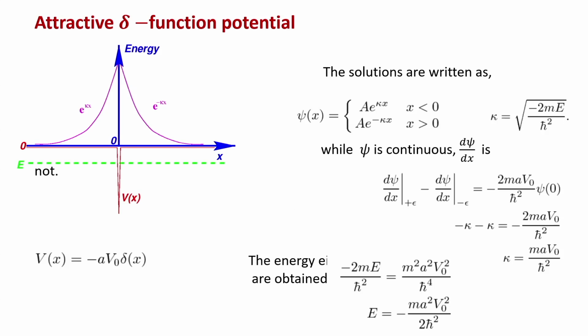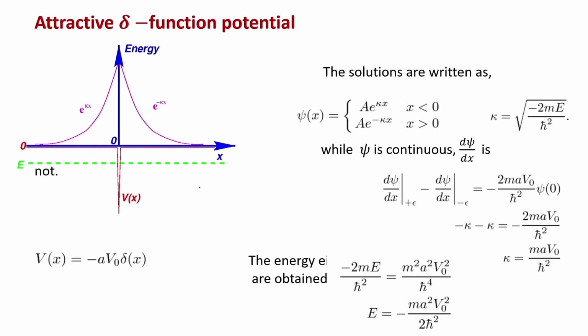So, let us talk about an attractive delta function potential, and it is attractive. You see that it is minus a v naught delta of x. So, that is the form of V of x. There is a delta function which is like a sharp peak at x equal to 0. This 0 in the blue color shows that it is at x equal to 0, and this is the x axis shown by this arrow. And then we have the energy of the particle, which is negative, and that is shown by this green dashed line.